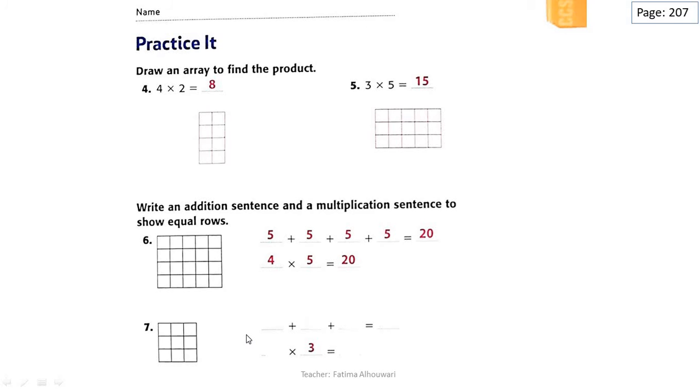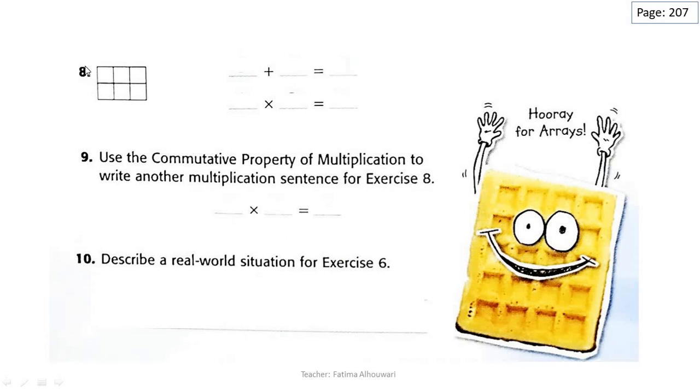In this array, we have 3 rows with 3 tiles. So 3 plus 3 plus 3 equals 9. And 3 multiplies 3 equals 9 again. Great job, grade 3. Question number 8. In this array, we have 2 rows. So 3 plus 3 equals 6. And 2 multiplies 3 equals 6 again.